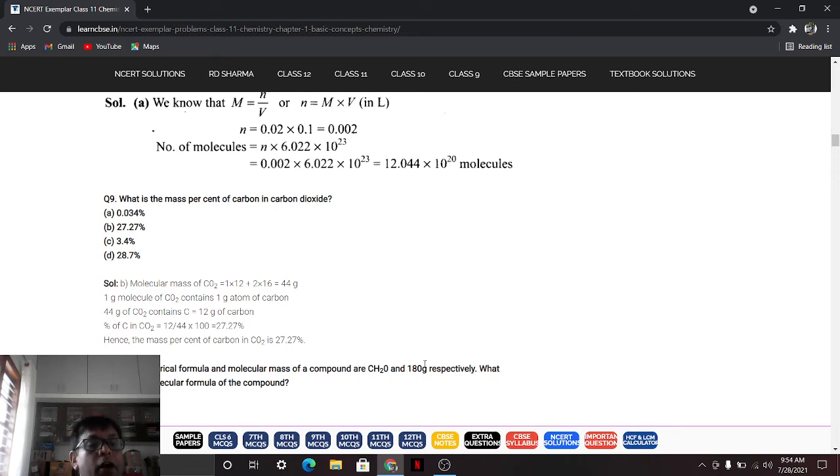Percentage of carbon in carbon dioxide is equal to 12 divided by 44 into 100. This is equal to 27.27%. Hence, the mass percent of carbon in CO2 is 27.27%.